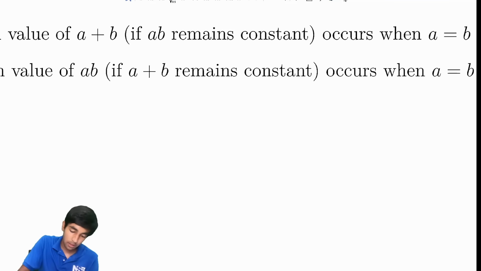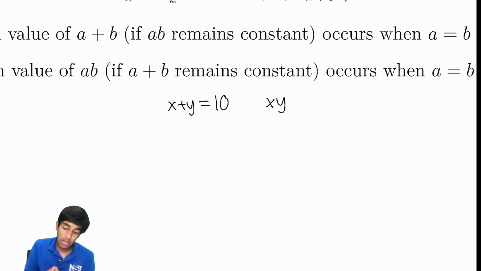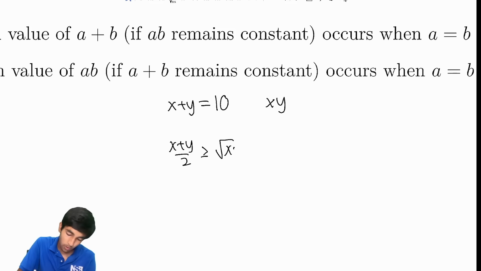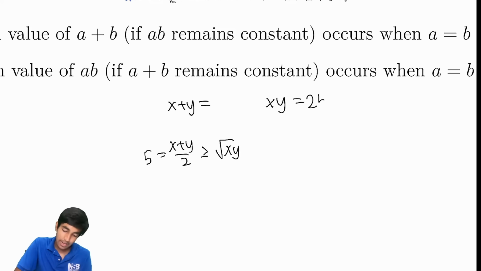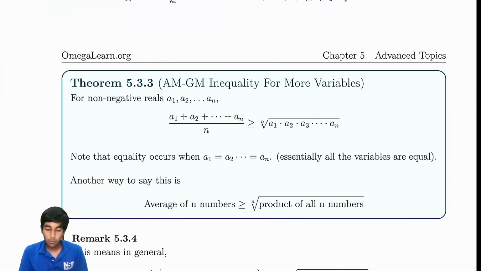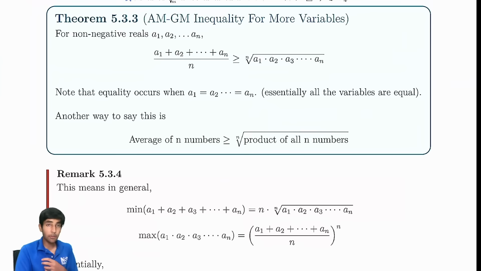Just a quick example. Let's say we have x plus y is 10. What is the minimum or maximum value of xy? To do this, we just use AMGM. x plus y over 2 is greater than or equal to root xy. And this is 5, so xy is at most 25, the maximum. Similarly, if you were given xy equals 25 and asked to find the minimum value of x plus y, we could do the same thing. This is 5, so the minimum value is 10. So that's a simple application of AMGM, and this can be generalized to n variables.